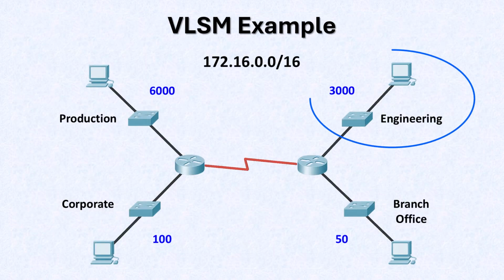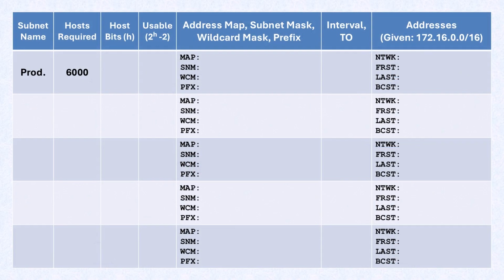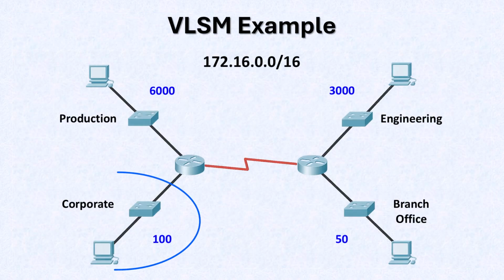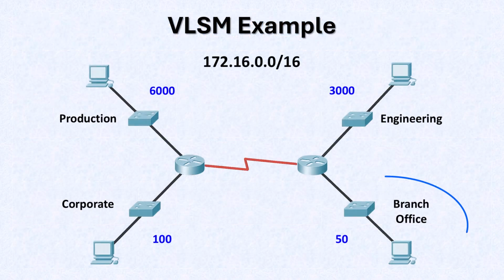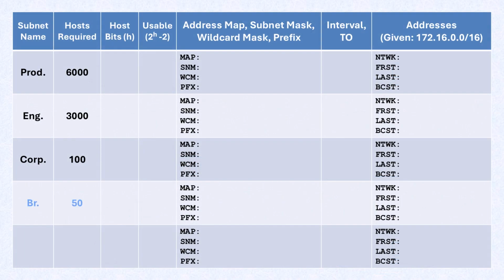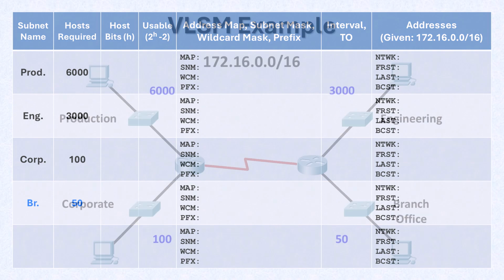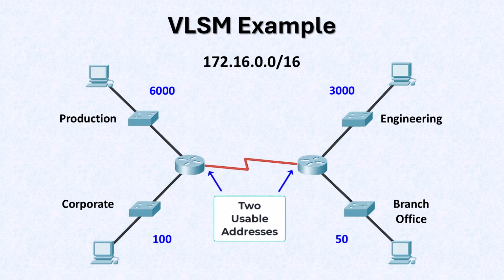Engineering requires 3,000. Corporate calls for 100. The branch office needs 50. And finally, we need 2 addresses for the serial link.